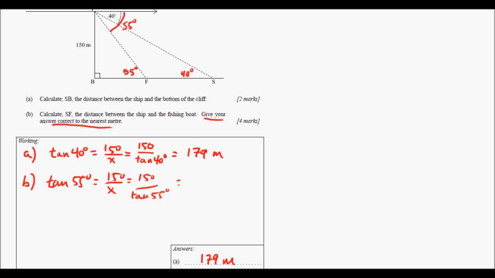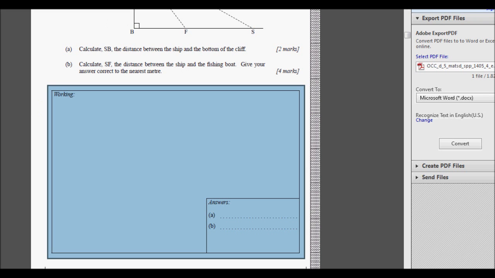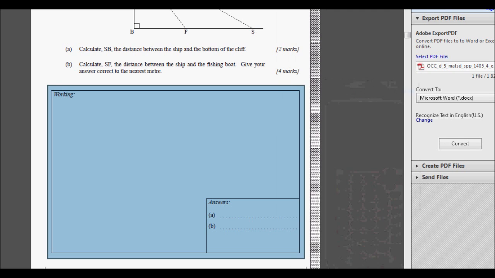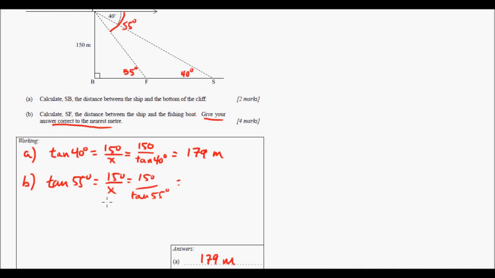Whoops, that's the wrong paper. So 150 divided by tan 55. It's 105, and that's nice. So it rounds to 105. You just have to be careful. So 105 meters.